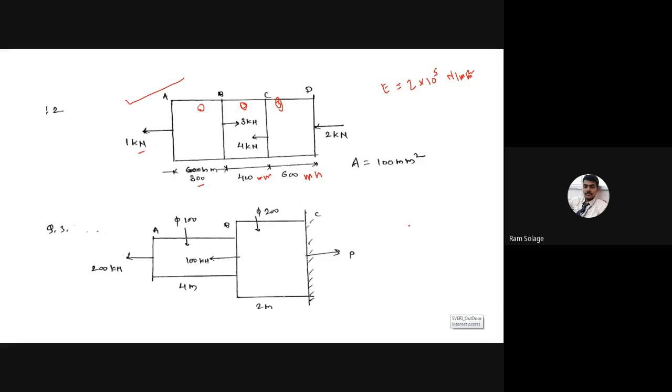Now write down given data. L1 is equal to 300 mm. L2 is equal to 400 mm. L3 is equal to 600 mm. Common area A is given: A is equal to 100 mm square. And elasticity E is given: 2 into 10 raised to 5 Newton per mm square. This is the given data.